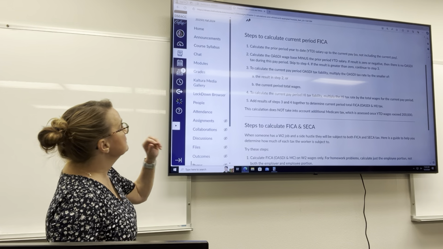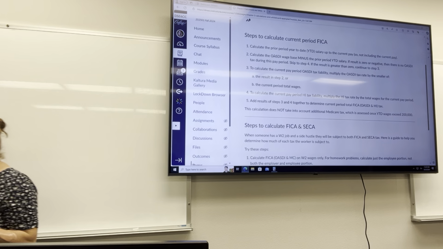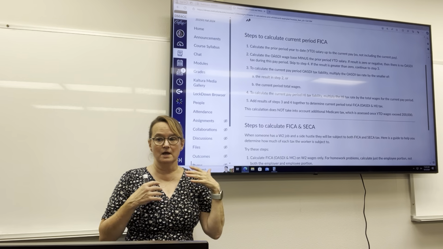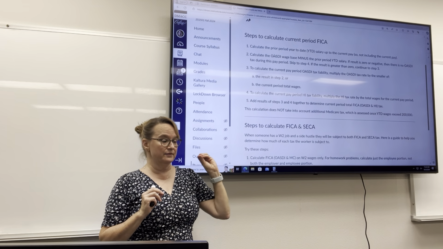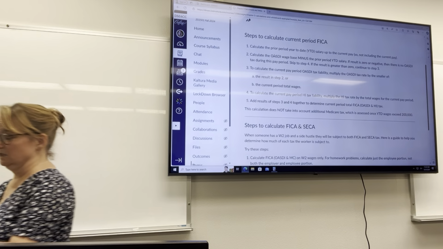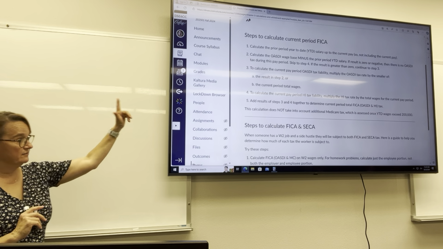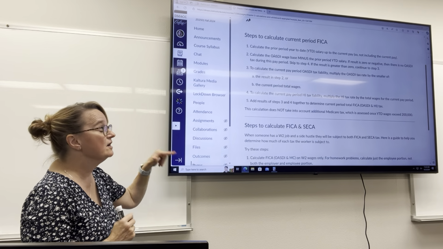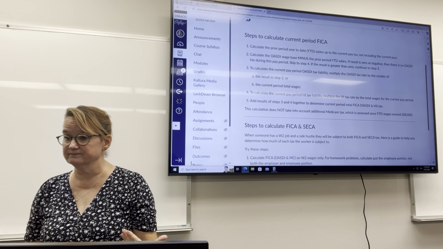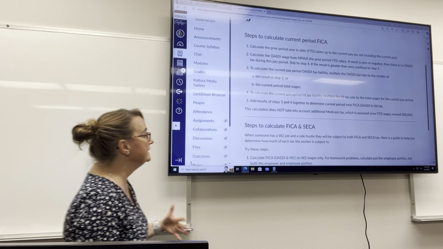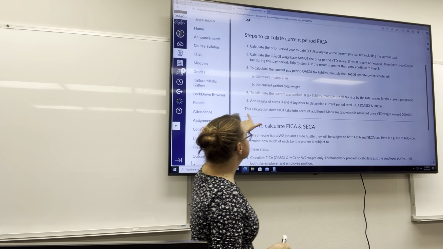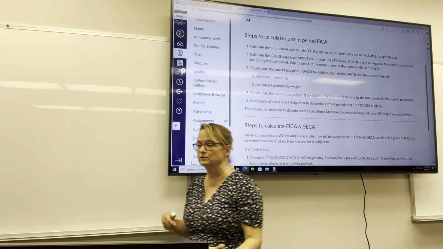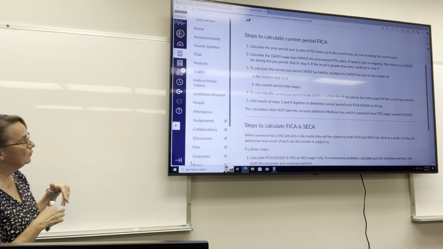All right, so when you need to determine, and these steps apply whether the person has met the wage base or not. It could be under the wage base, it could be over the wage base. These steps will still help you to calculate what the current period FICA is that has to be withheld. Remember, we're withholding this on a per pay period basis. This calculation, though, does not take into account additional Medicare tax. We can add that little wrinkle in when we do some problems.